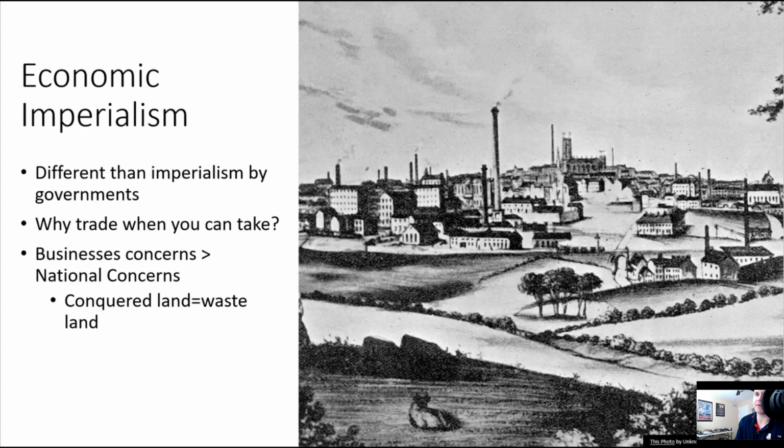Let's talk about economic imperialism. Different than imperialism by governments. Your textbook references this too. If you're a business, you don't necessarily set up in areas where your country's government has taken over. You just basically try and move into where it's profitable for you. So you could be a British company and go ahead and set up operations inside of a territory in Africa that isn't necessarily controlled by your home country.